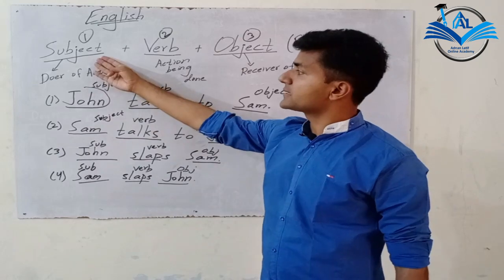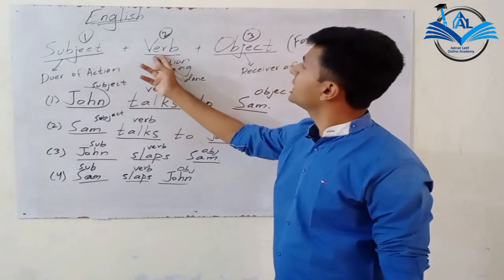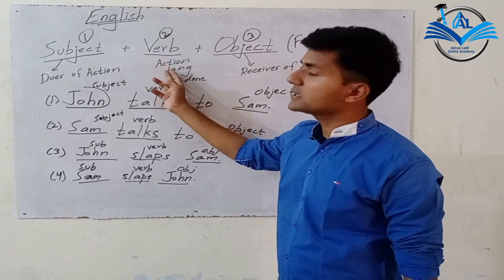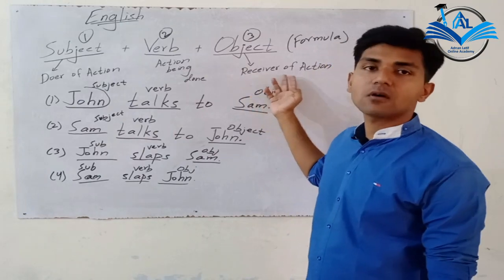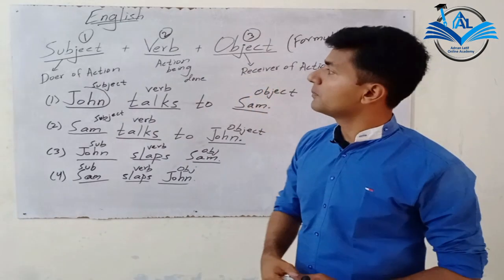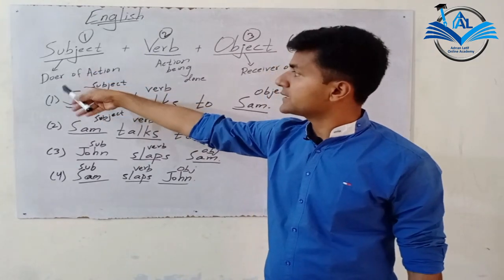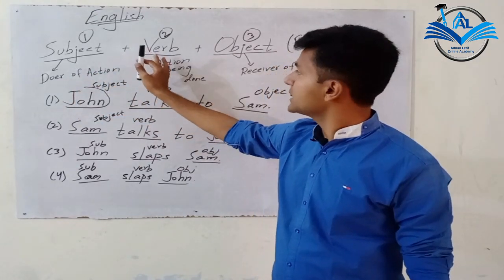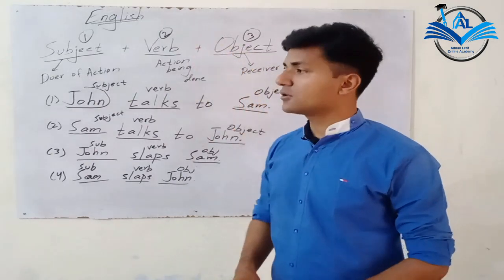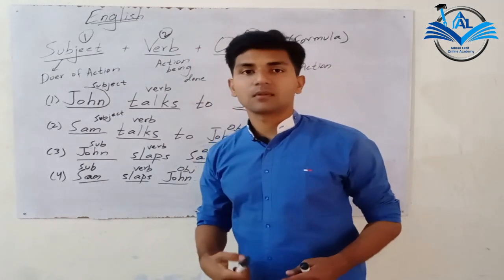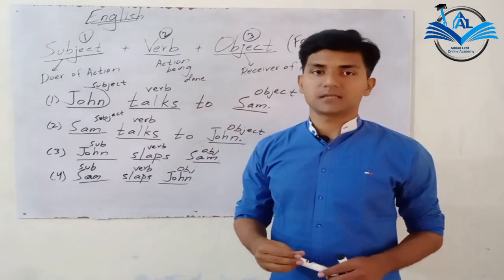So what is subject? Subject means doer of action and verb means action being done. Object means receiver of action. So we have now discussed that subject is doer of action, verb is action and receiver of action is called object. So how will we come to know the difference between subject and object?